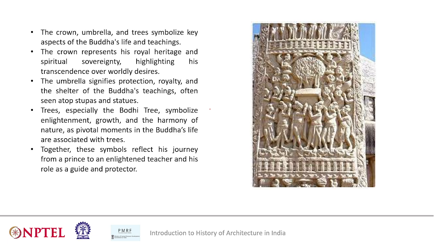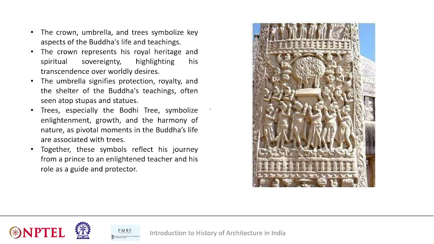And you can understand how the representation of the tree is such an important association with the life of Buddha. Okay, so umbrella, trees, and also sometimes we have seen the use of the crown. Why crown? Because again, the crown is a representation of royal heritage. It's a representation of spiritual sovereignty, and the kind of transcendence over worldly desires is represented with the help of the crown.